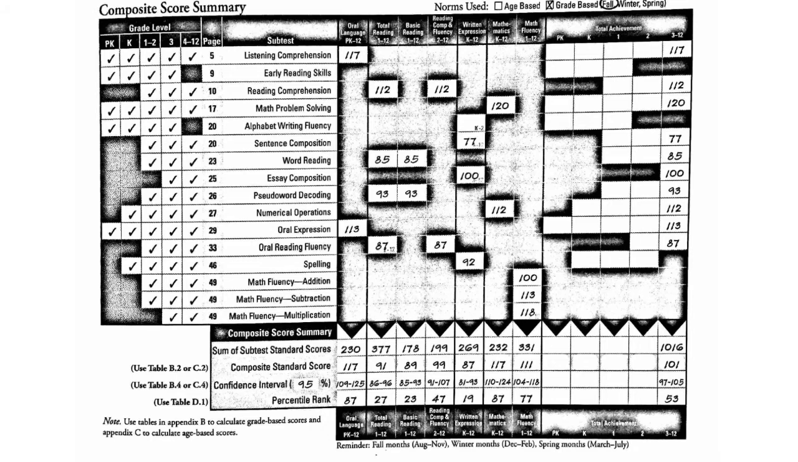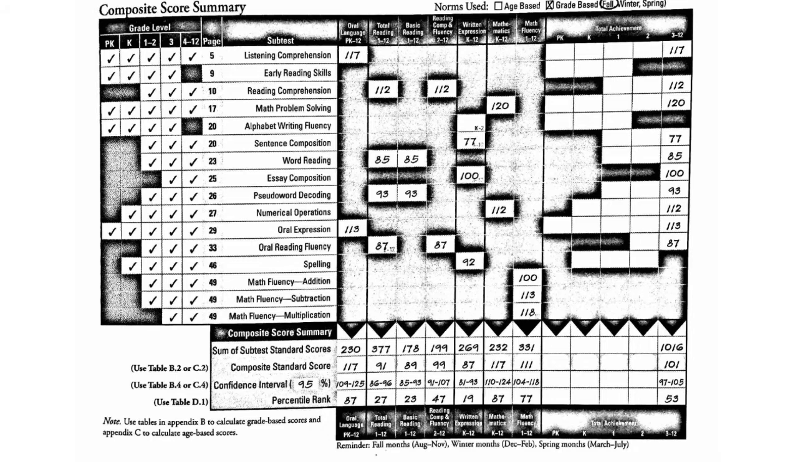So essentially, we just add up all of those standard scores, and just like the composite scores summary, we get a sum of subtest standard scores, which for this student was 1016. We can then take that and look it up in the normed reference section for the total achievement relative to that student's chronological age, and we can come up with a total achievement standard score, which for this student is 101, indicating that their total achievement is pretty much right at average.